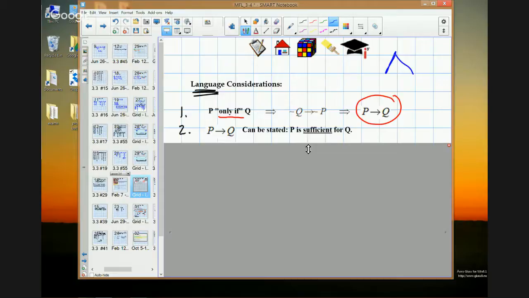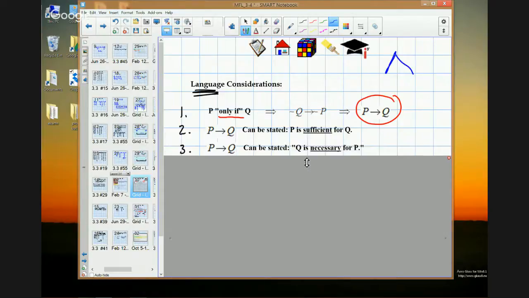So in other words, if it rains, then the sidewalk will get wet. So rain is sufficient to get the sidewalk wet. And the thing on the then end, the Q, is necessary for P. So if it rains, then the sidewalk will get wet. The sidewalk getting wet is necessary if it rained. So the easy way to remember this is the thing on the if side is sufficient, and the thing on the then side is necessary.